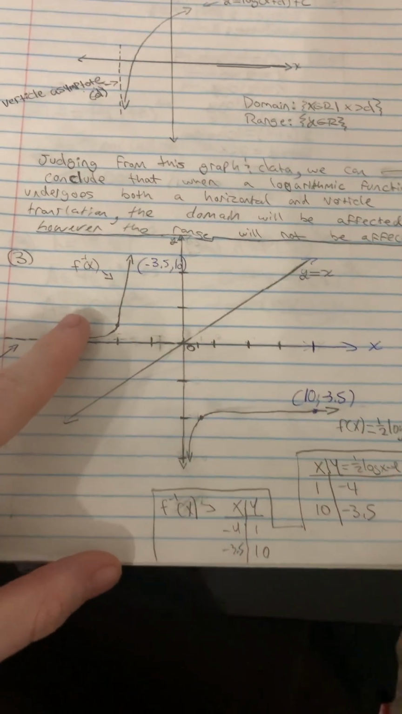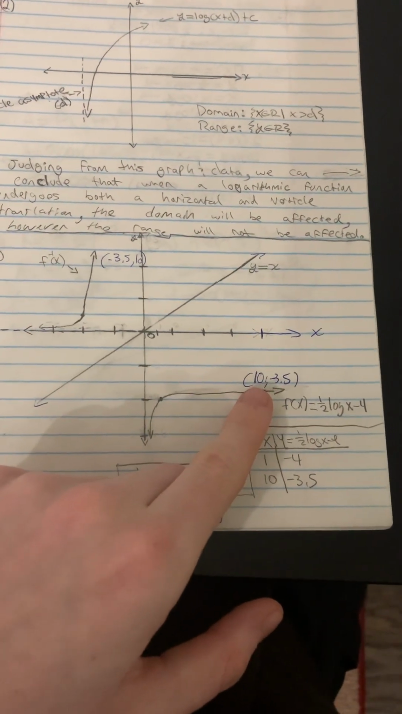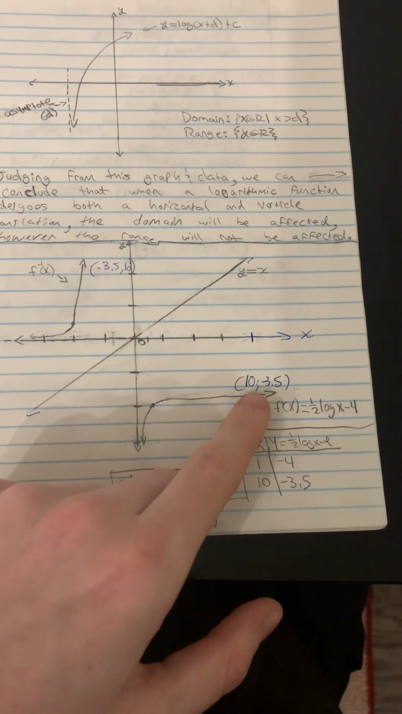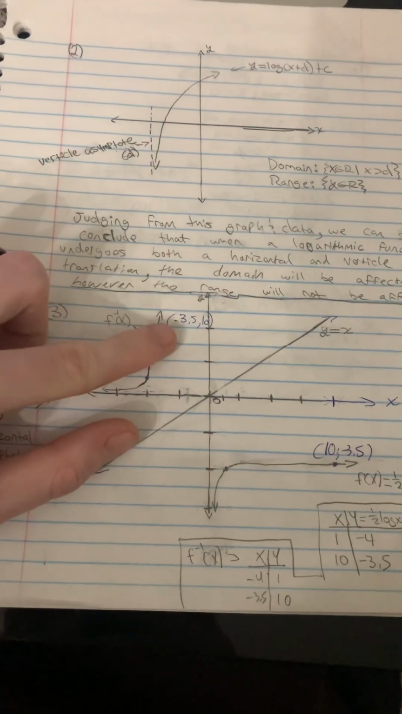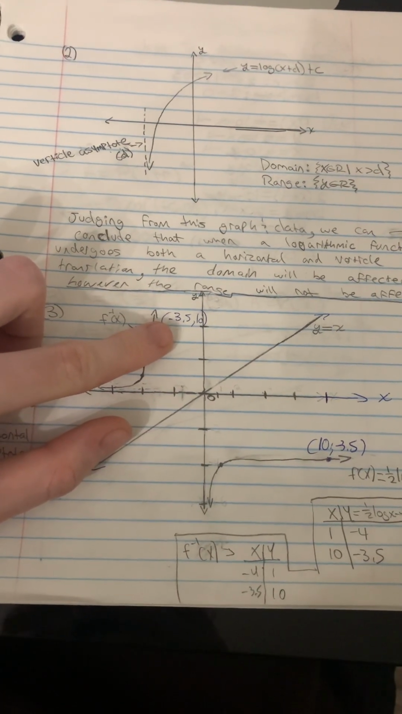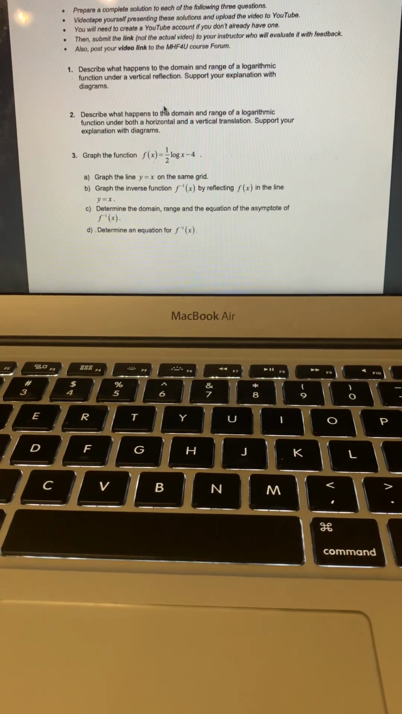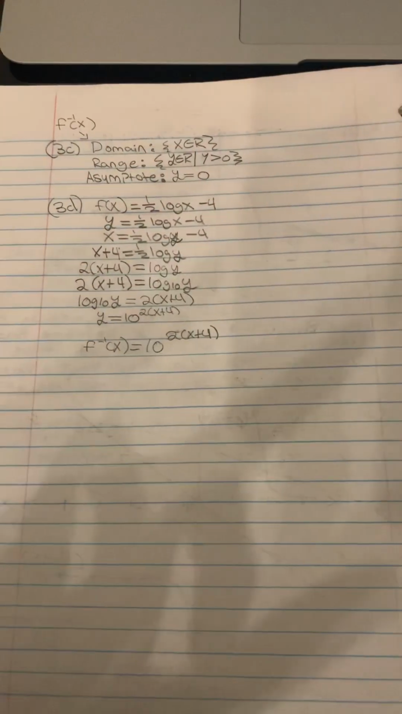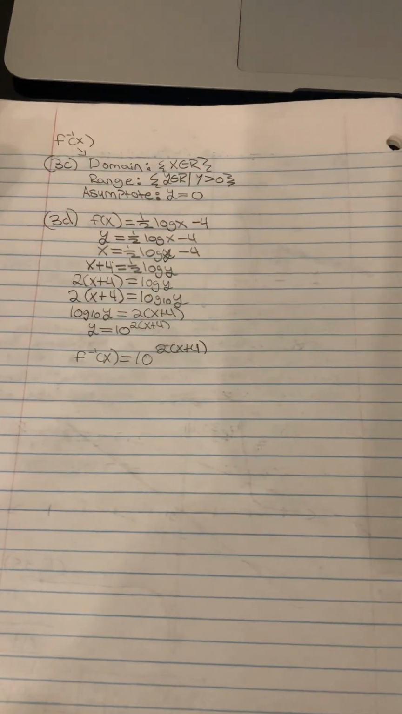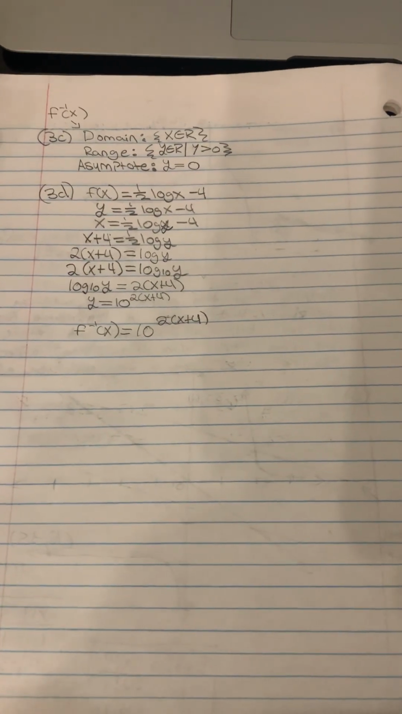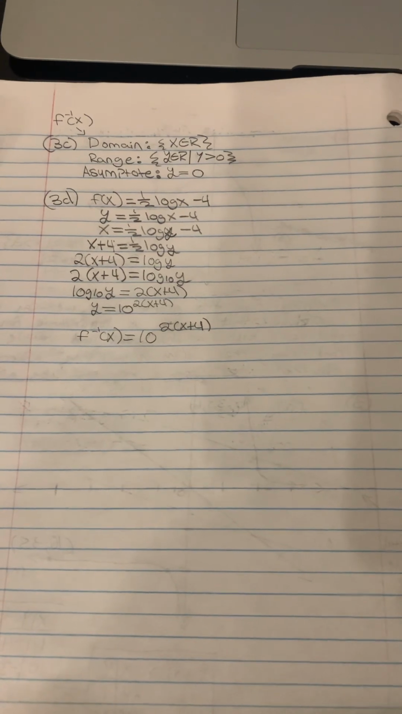This is the inverse function, and you can see that one of the points I graphed on my original function, x equals 10 and y equals negative 3.5, is now inversed right here: negative 3.5 is now the x and the 10 is now the y. Question C says, determine the domain, range, and equation of the asymptote of the inverse function. This is right here. The domain is x, a set of real numbers. The range is y, a set of real numbers such that y is greater than 0. And the asymptote is just y equals 0.